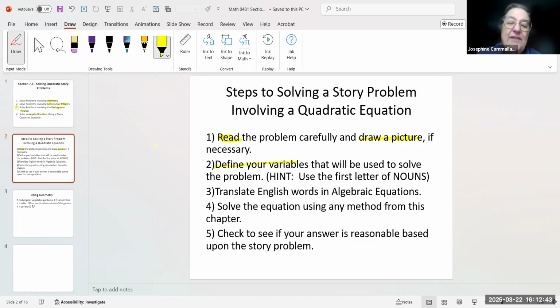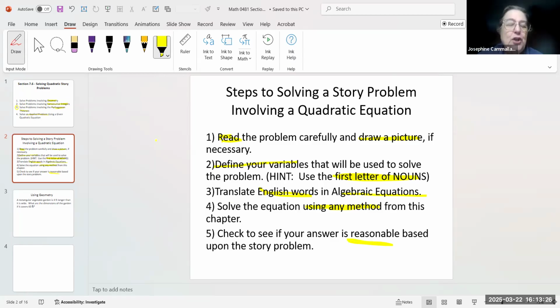Now, I'm going to define my variables. Now, as I've told you in the past, I like to use nouns, which means I use the first letter of the noun. So for English majors, you're going to like that. And then I'm going to translate the English words into an algebraic equation, and I'm going to solve it. And we're going to be using all of the methods or any of the methods that we've used in Chapter 7.